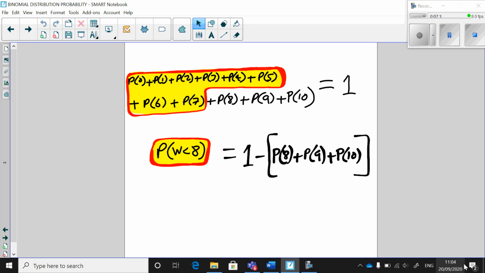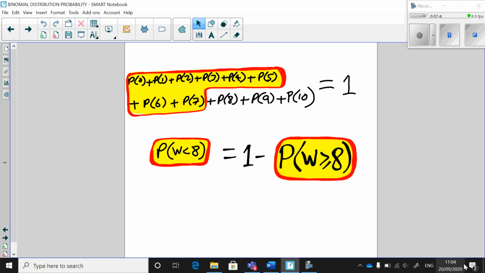Right. So does that help us here? Well, 1, that's just a number. So really, to calculate the probability of less than 8, I go to the right-hand side in the rectangular brackets, and I only need to calculate 3 individual probabilities. That there. We had already calculated that.